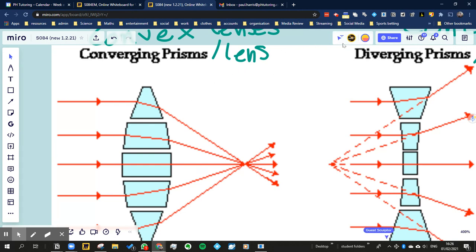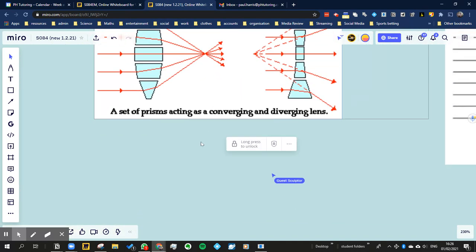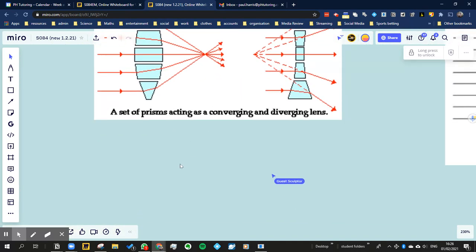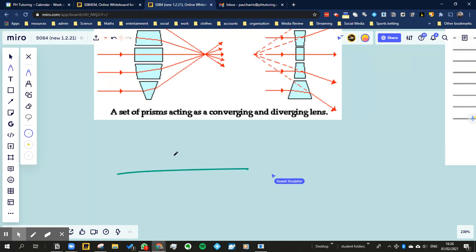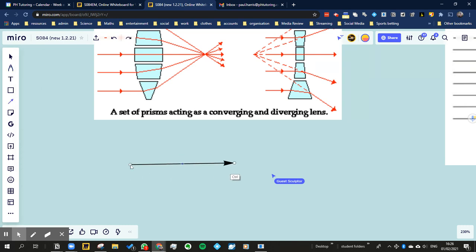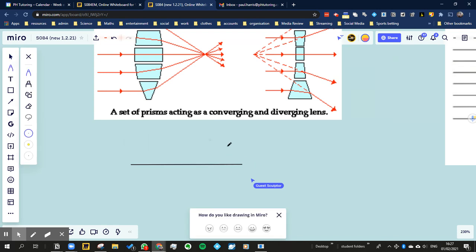So let's just recap refraction. If we have that as an interface, I should really be drawing a straight line when I'm doing ray diagrams, so I'll do that. The mirror can be a bit irritating for drawing straight lines sometimes. Right, so that is my interface. In other words, we're going from one medium to another, so we're going from air to glass.